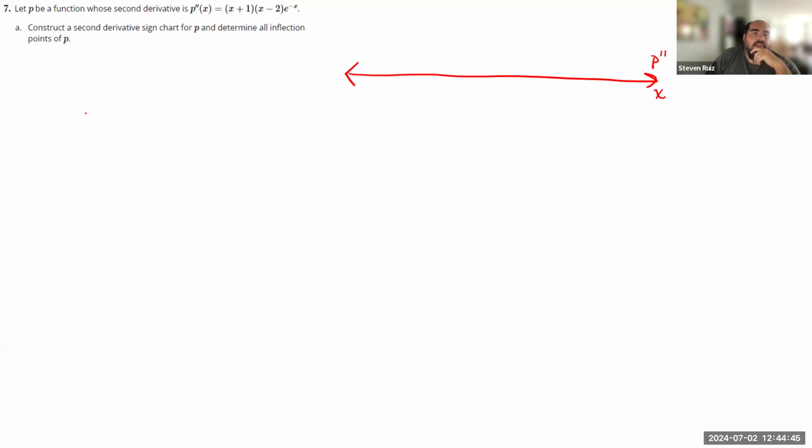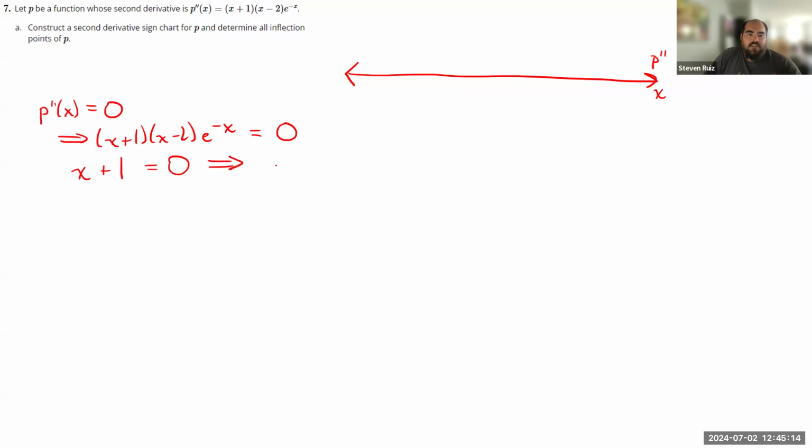So I think a good place to start would be to figure out where this second derivative is equal to 0. So where is this expression, (x + 1)(x - 2)e^(-x), where is this equal to 0? So we have a product of 3 factors multiplied together equal to 0. The only way that can happen is if any one of those single factors is equal to 0. So let's set those equal to 0 individually. So I get x = -1 for one of my zeros. x = 2 for another.